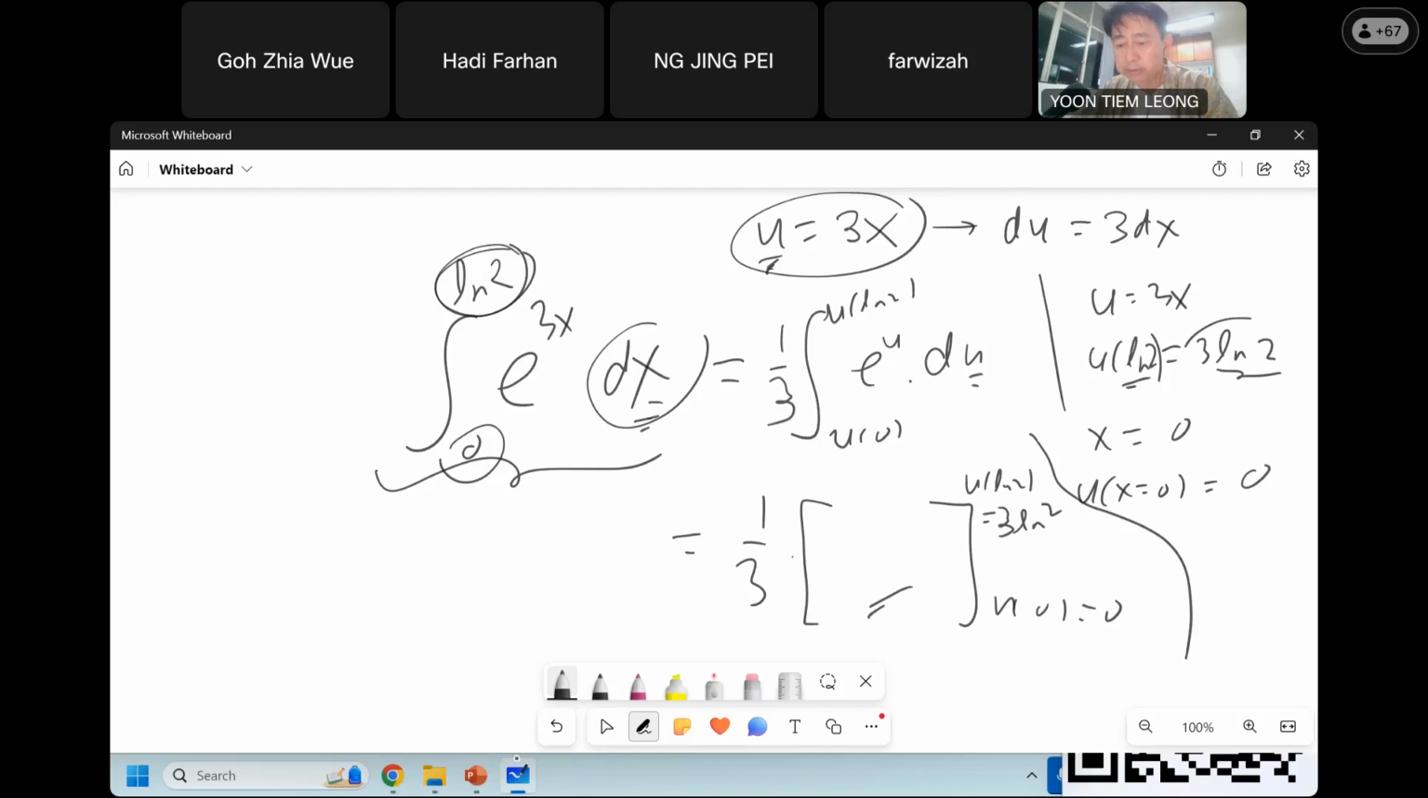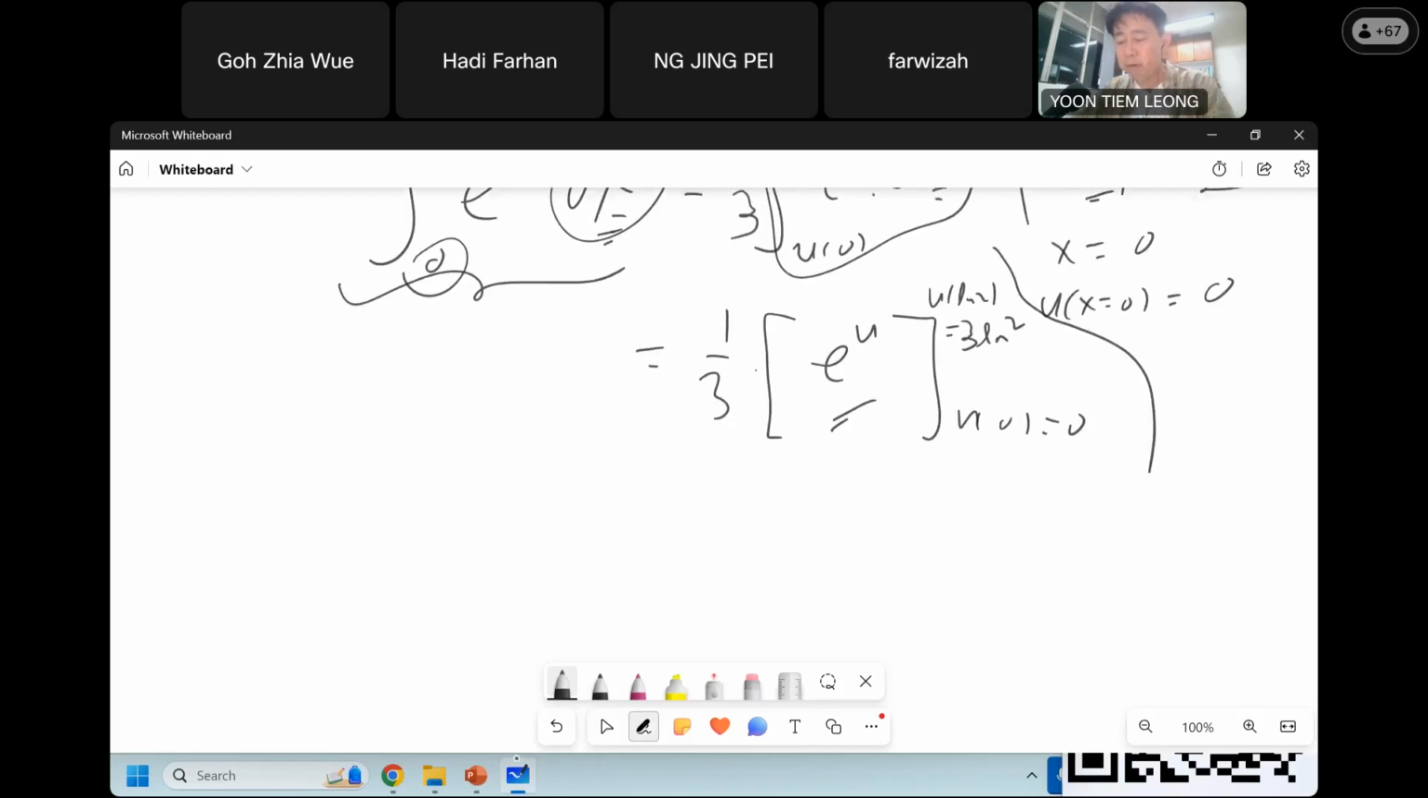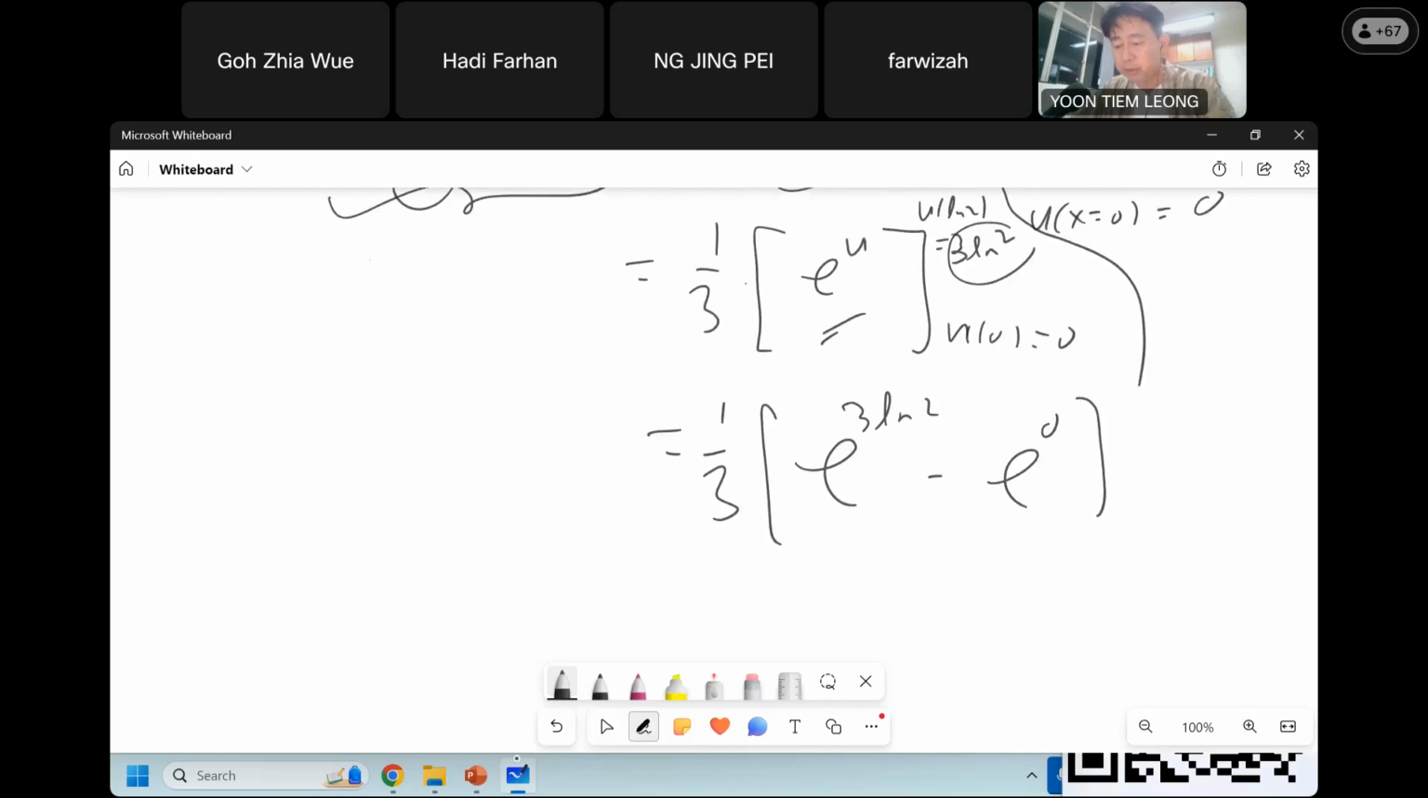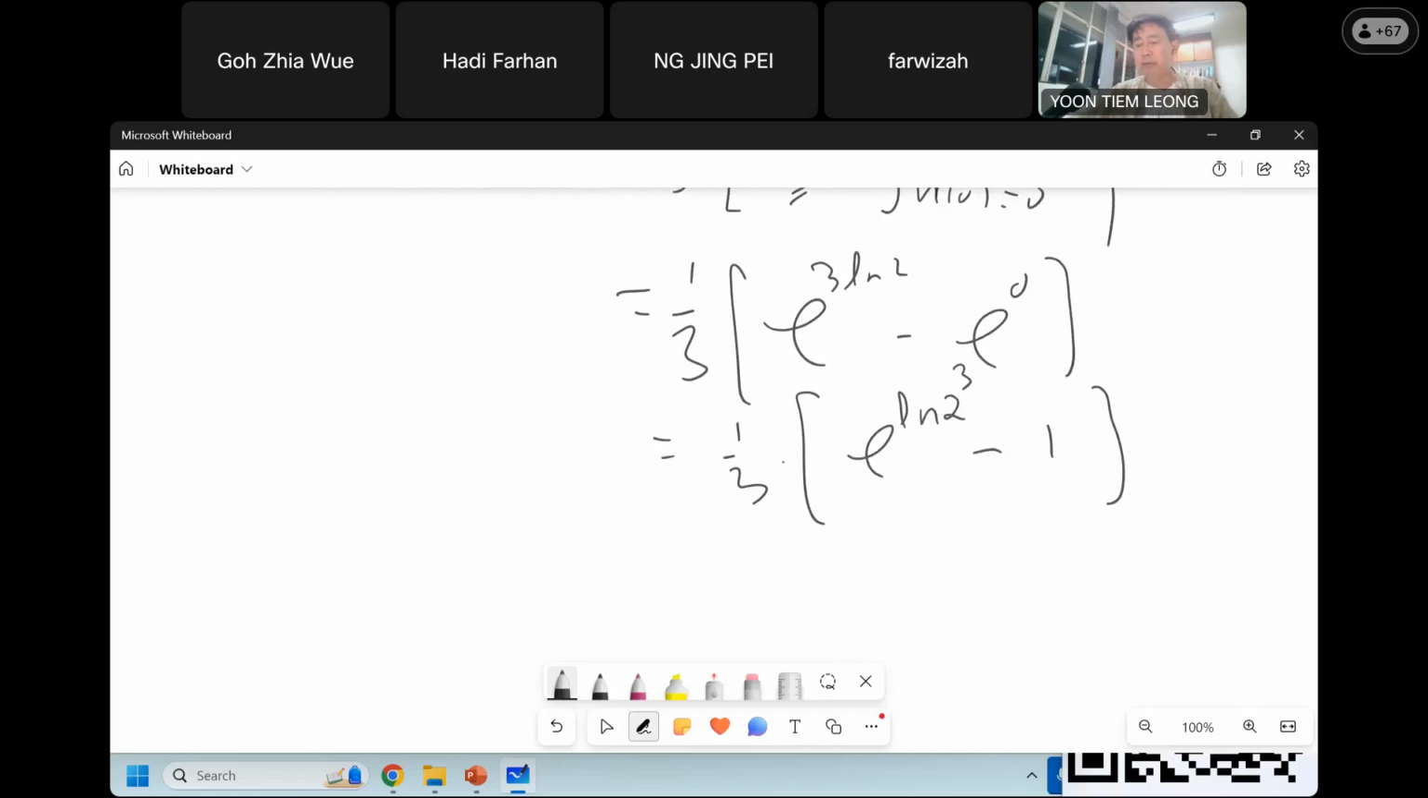And what is this? This is the result of the integration of e power u, which is just e power u. Therefore, you end up with 1/3 e power of u, where u is 3 ln 2, minus e power of u at 0, which is just 0. So here you have 1/3, and then you have e power ln 2 raised to 3 minus 1. Now e power 0 is 1.